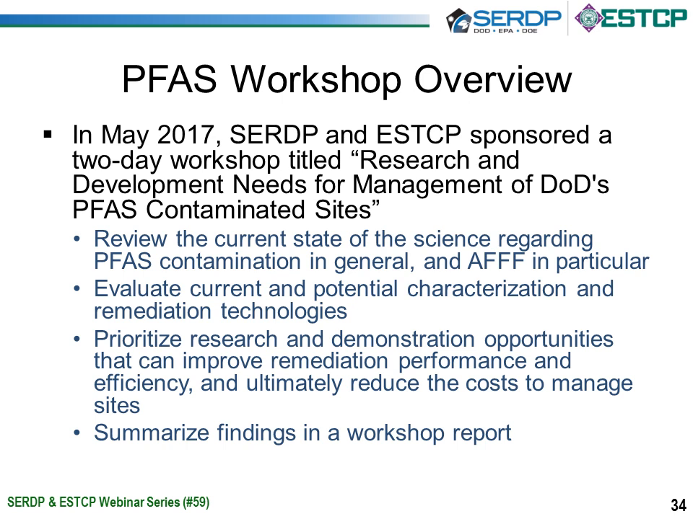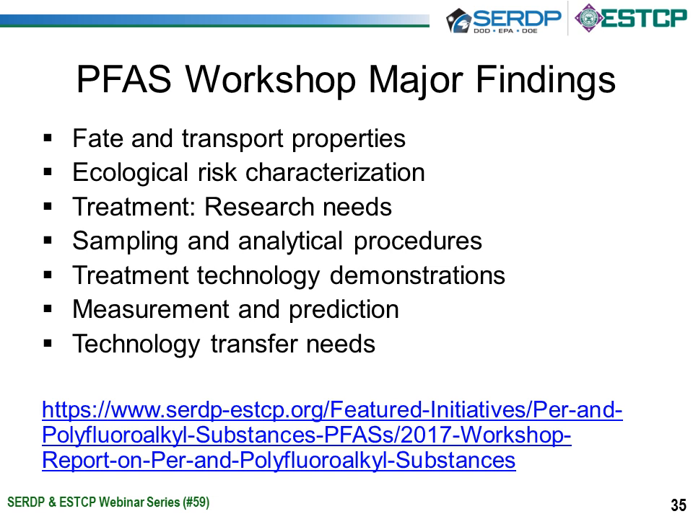Slide 35. The link at the bottom of the page is the link to the summary report from this workshop. I really encourage you to take a look at that if you'd like to see what was discussed. But we had 7 major findings from the workshop. We discussed data gaps in fate and transport properties, ecological risk characterization, treatment technologies both from the aspect of research needs as well as demonstration needs, sampling and analytical procedure needs, measurement and prediction, and finally we got into the whole technology transfer issue. Slide 36.